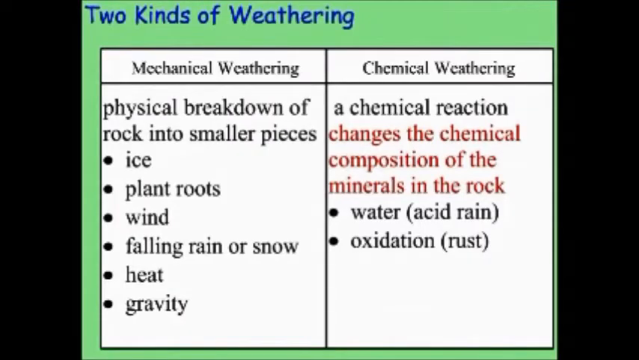There's two kinds of weathering. Mechanical weathering is the physical breakdown of rock into smaller pieces. This is typically associated with ice wedging, plant root wedging, wind, falling rain or snow, heating and cooling rocks, and then finally gravity. Chemical weathering is when a chemical reaction changes the chemical composition of the minerals in the rock. This typically happens through acid rain or through oxidation, which is another way of saying rust.